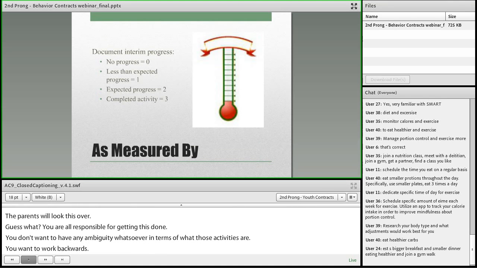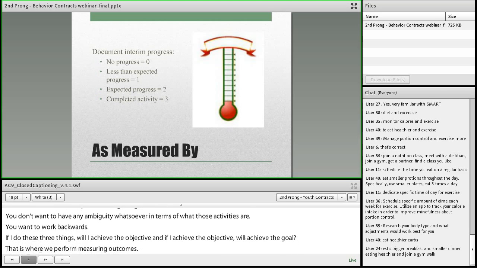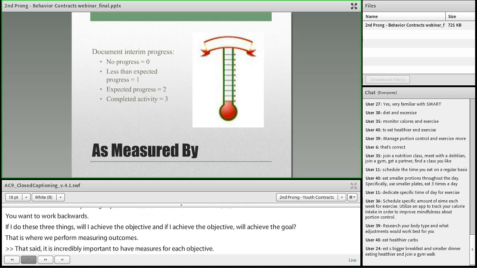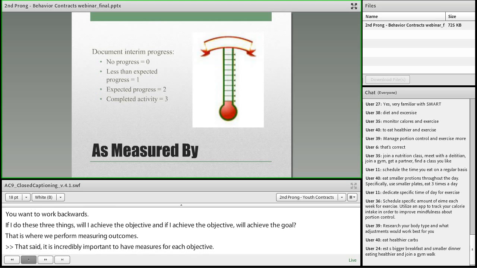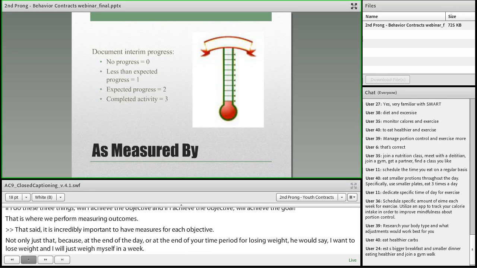And that said, it's incredibly important to have measures for each objective, and not only just at the end, because at the end of the day, or at the end of your time period for losing weight, you're going to say, well, I want to lose weight, and I'll just weigh myself in a week. But that's only going to work if you do everything you said you're going to do in the meantime. So you're going to be wanting to measure your progress as you go along.